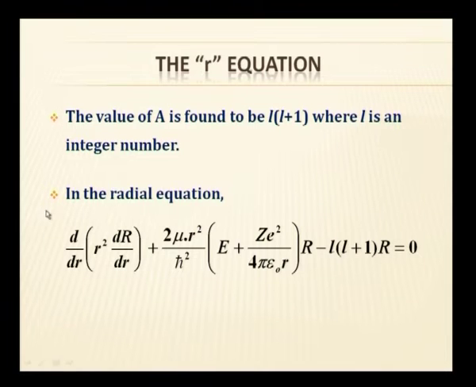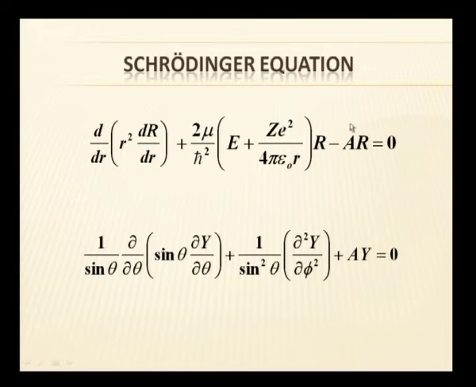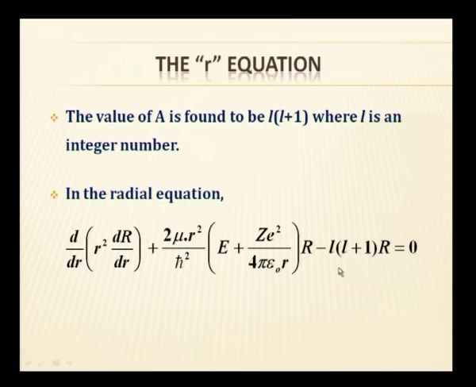In the radial equation, you have now d by dr of r square dR by dr plus 2 mu r square by h bar square into E plus z e square by 4 pi epsilon naught into r minus L into L plus 1, that is what you have here, right. What I have done is, I have substituted for A now, L into L plus 1, multiplied by R is equal to 0.